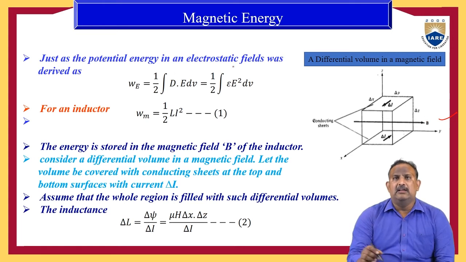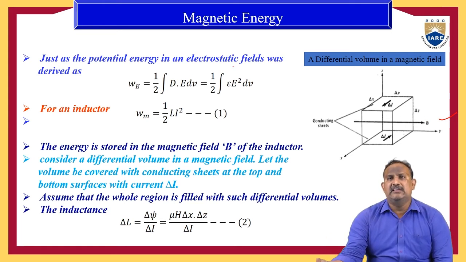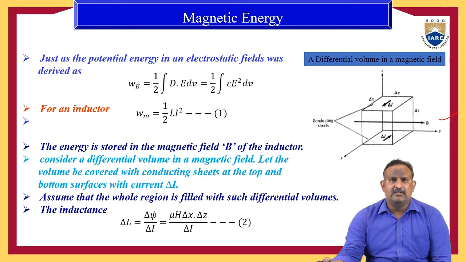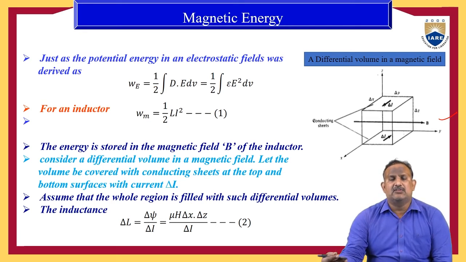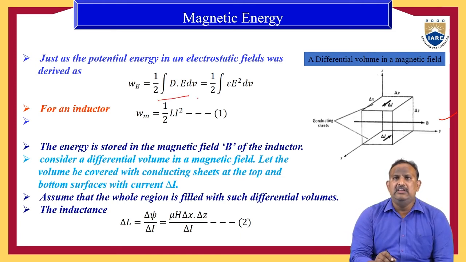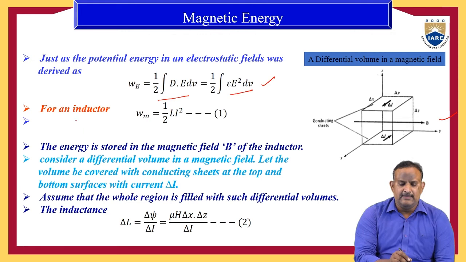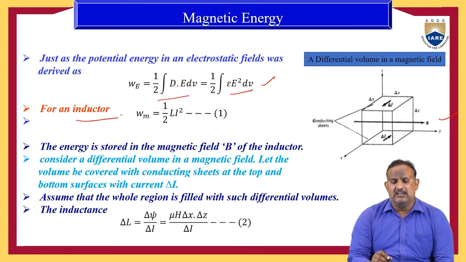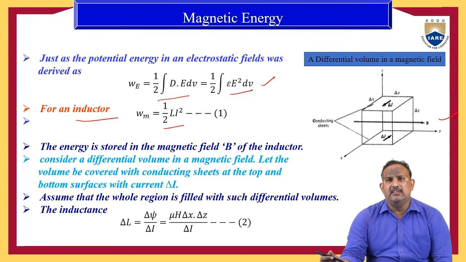Just as we have potential energy or electrostatic energy, here we can define the magnetic energy. The electrostatic energy can be defined as W is equal to half D dot E dV, where D is the electric flux density and E is the electric field intensity, which is equal to half epsilon E square dV. Similarly, we can define the magnetic energy. Wm is equal to half L I square, where L is the inductance and I is the current flowing through a circuit. Here the energy is stored in the magnetic field B of the inductor.